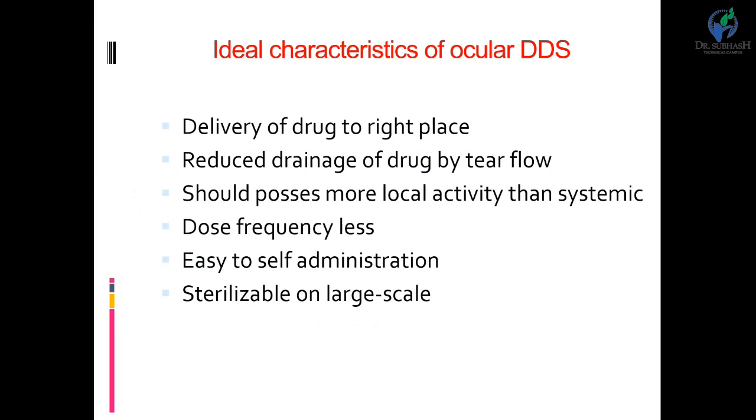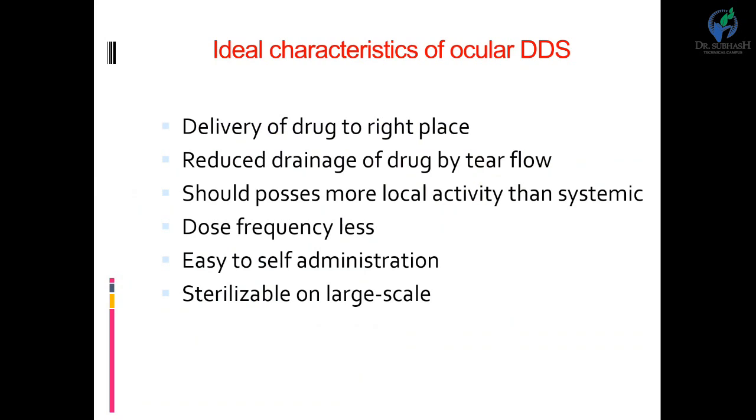Generally we have to apply local treatments for ophthalmic diseases. The dose frequency that we would require should be low for patient compliance, because the number of times we have to instill is not convenient for the patient. It should be easy to self-administer if possible, which means better patient compliance. It should be sterilizable, which we highly require for any ocular drug system on a large scale. So a good corneal penetration profile we would require.